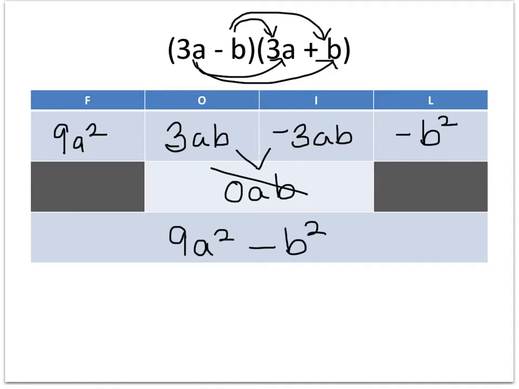Again, the difference of 2 squares. So whenever you see 2 binomials like this, where they're the same thing with opposite signs, then it's the difference of 2 squares. 3a minus b, 3a plus b, then this is going to happen. The middle term's going to go away.